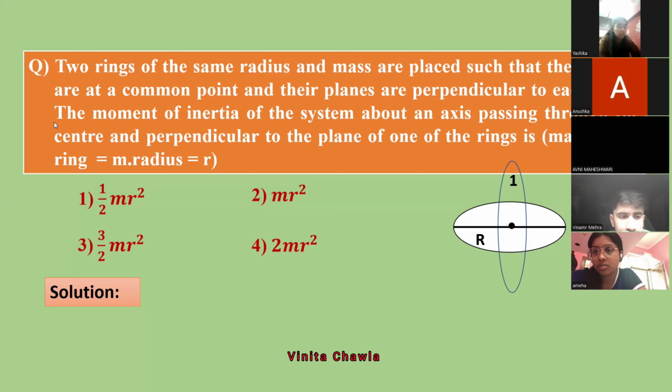Okay. Now look at this. We have two rings here, and these two rings are placed perpendicular to each other. Their centers are coinciding. Both have the same mass and the same radius. Their centers are coinciding, and they are placed perpendicular to each other. Now we have to find moment of inertia about an axis passing through the center and perpendicular to the plane of one of the rings.